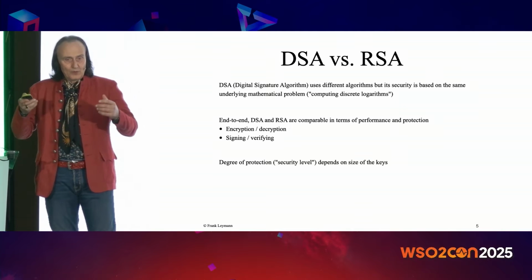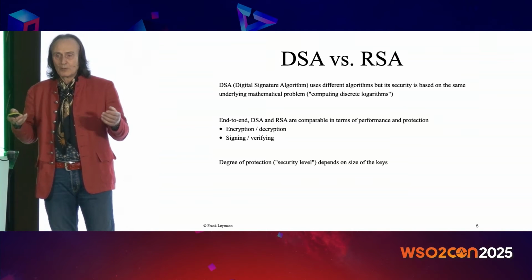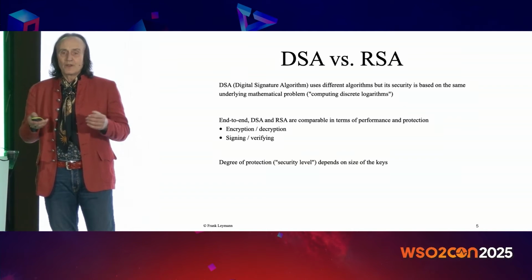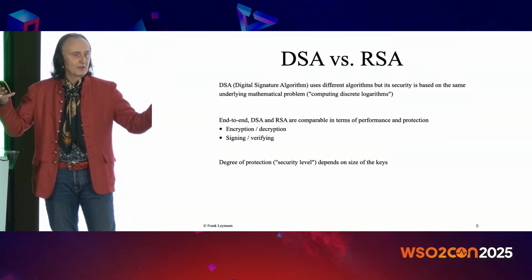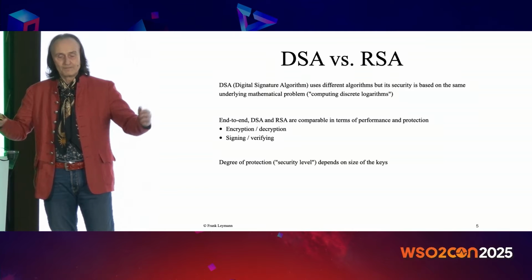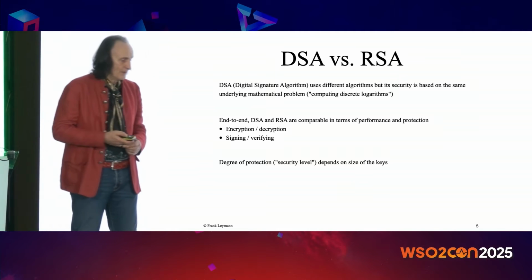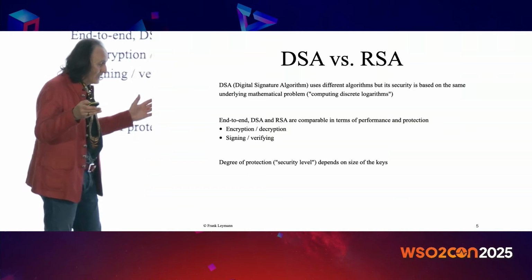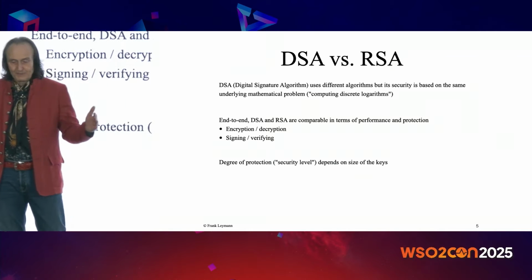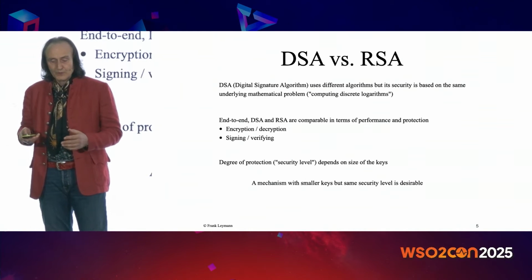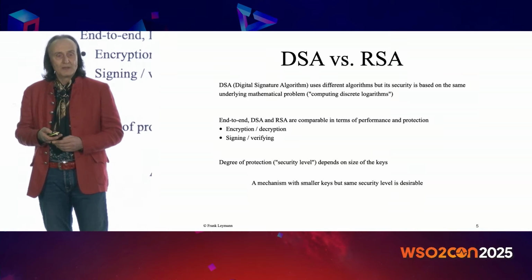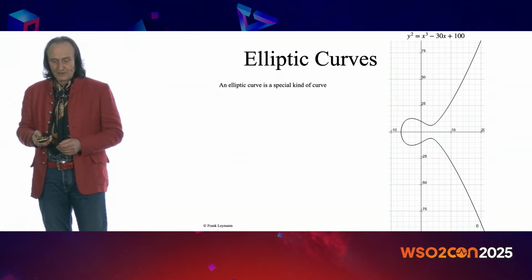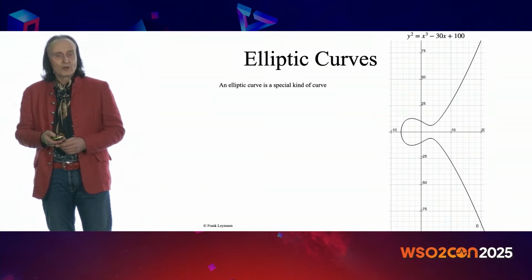And if you want to protect data or a certain communication, it all depends on the size of the key. The longer the key is, the more secure your data and the communication. And because RSA 2048 is already a long key, a lot of effort was spent decades ago on reducing the size of keys while keeping the same level of security. And this is where elliptic curves come in.